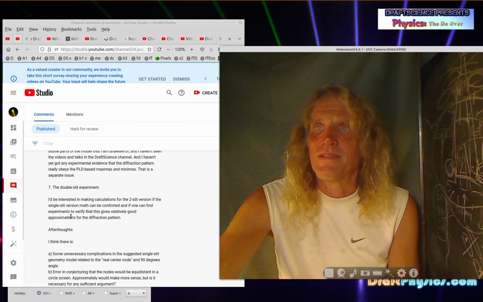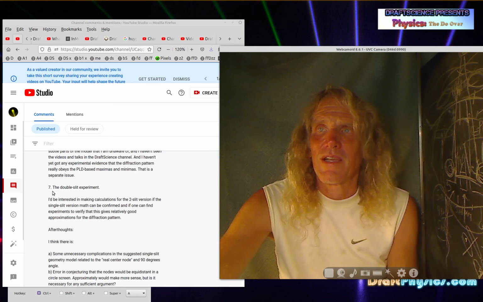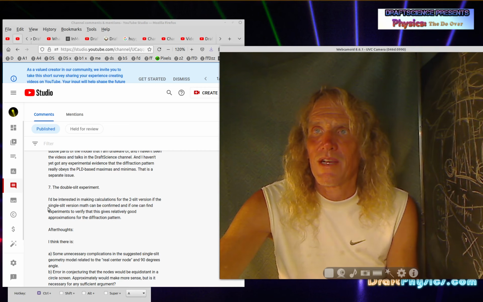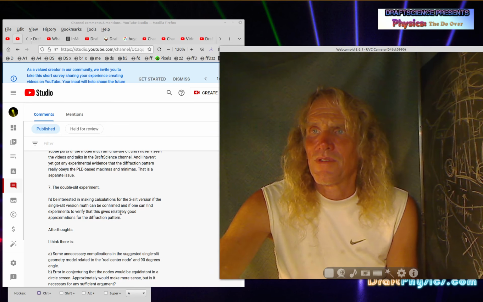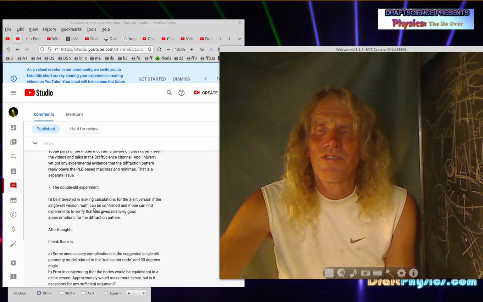All right, the double slit experiment. So I don't know why he cuts this down to just that title, but whatever. I'd be interested in making calculations for the 2-slit version of the single slit version. Math can be conformed, and if you can find experiments to verify that it gives relatively good approximations for the diffraction pattern, I just don't know how you escape it.